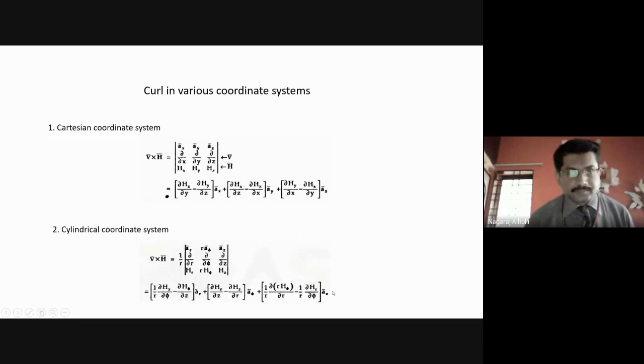Similarly, in the spherical coordinate system, del cross h bar is equal to 1 upon r square sin theta times the determinant of ar bar, r a theta bar, r sin theta a phi bar, then dou by dou r, dou by dou theta, dou by dou phi, then hr, r h theta, r sin theta h phi.